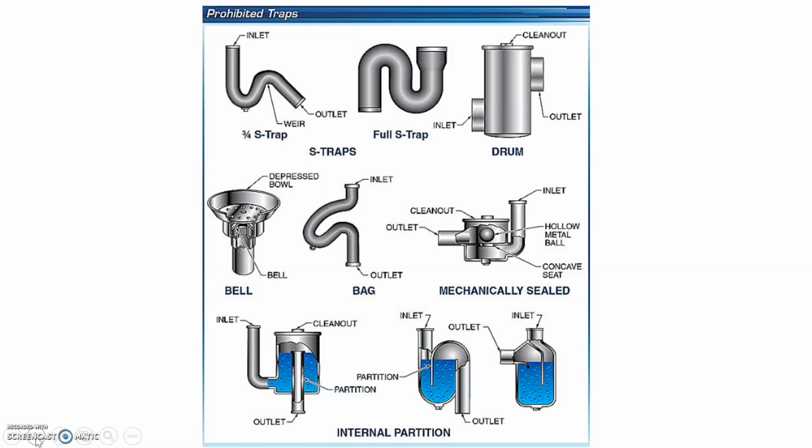And again, there's a variety of other ones there. Our drum trap, which a lot of people see out there, is prohibited by code and cannot be used. There's a variety of other ones: the 3/4 S-trap, the full S-trap we just talked about, the drum trap, the bell trap, the bag trap, the mechanical seal trap, and the internal partition traps. A bunch of them at the bottom there are common traps that are prohibited by code.